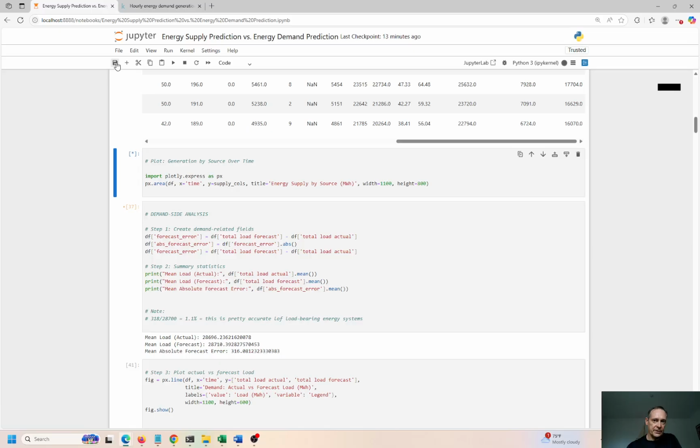I'm going to save the notebook here because I feel like we could have a crash coming up soon. My computer's getting a little bit old here and it's getting very erratic in its behavior.